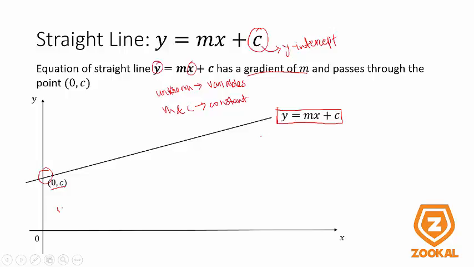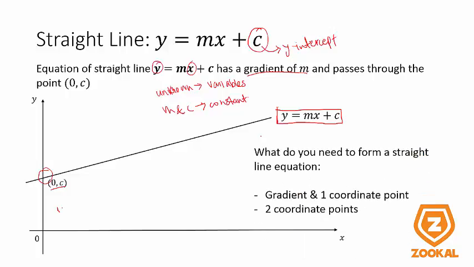So what is needed to form an equation? There are two ways: either you have a gradient and one coordinate point. A coordinate point means you know the x and y, so you can sub into the equation to form it. Or you can have two coordinate points, and you find the gradient and then c itself. This will be tested in the next video, where I'll give you some examples to try on how to form a straight line equation.